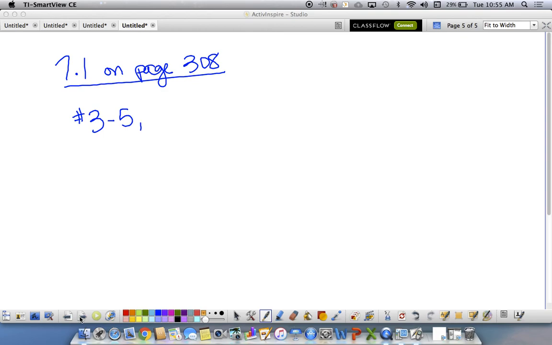We're going to do number 10 and 12. We're going to do number 14, 16. We're going to do our distance across a river, and 26. That should be 8 problems. I think you can deal with that.